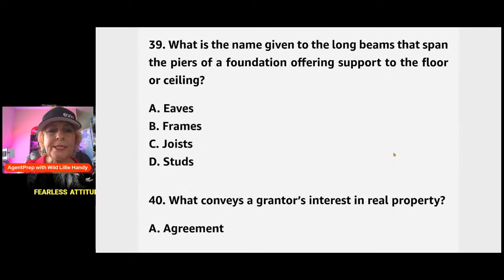39. What is the name given to the long beams that span the piers of a foundation, offering support to the floor or ceiling? A, eaves, B, frame, C, joists, or D, studs? The name given to long beams that span the piers of a foundation, right? The bottom of the foundation. Piers can be blocks, they can be bricks, something that holds the house.